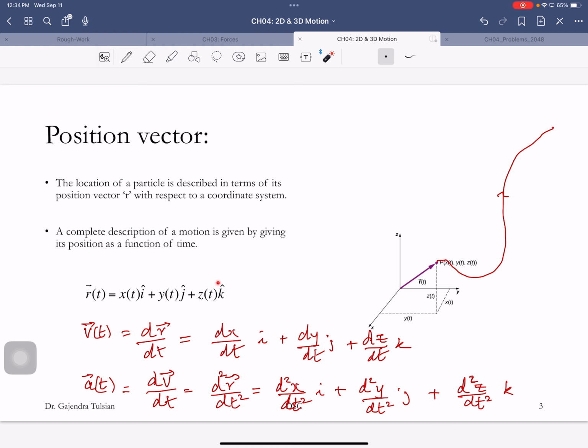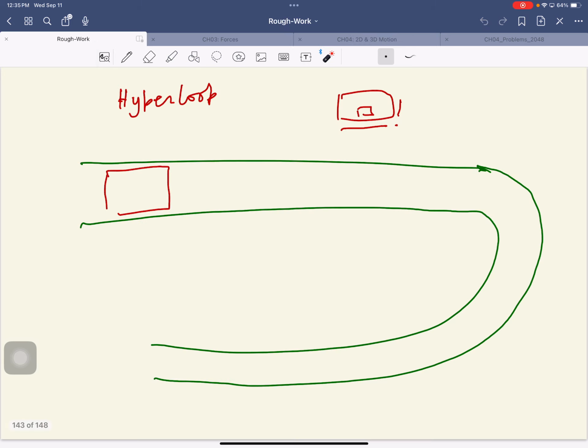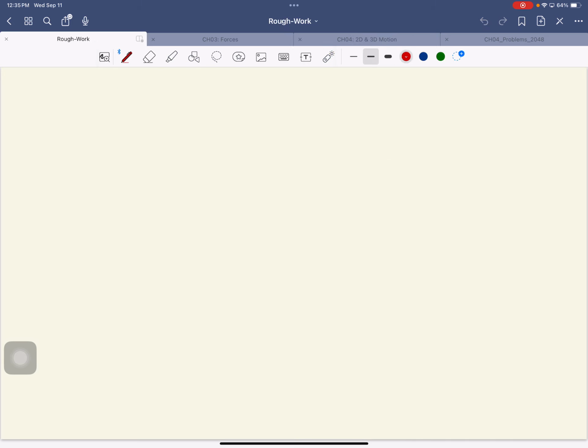Once you have this description, you can calculate the velocity. This would be the x component of the velocity, this would be the y component of the velocity, and this would be the z component of the velocity. Here's the acceleration. This would be the x component of the acceleration, the y component of the acceleration, and the z component of the acceleration.